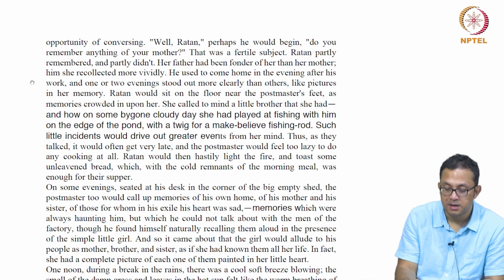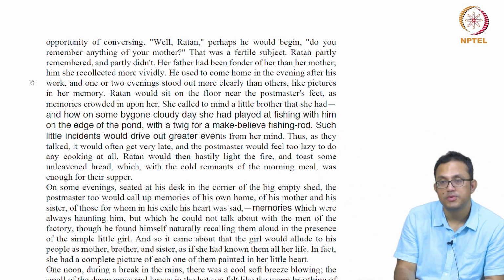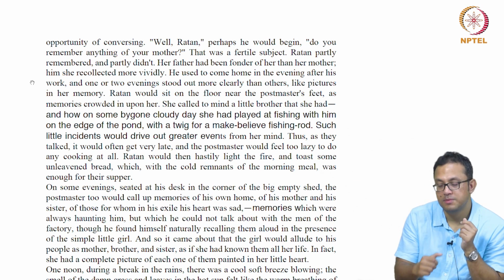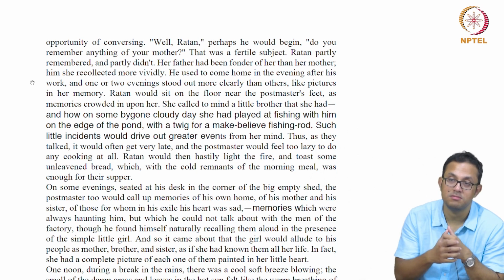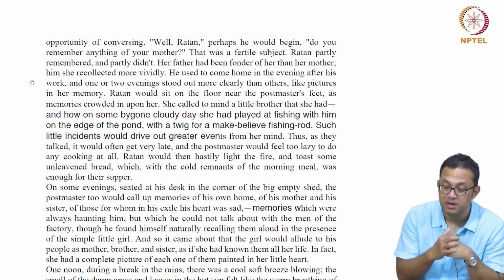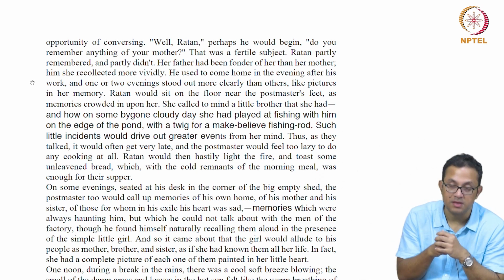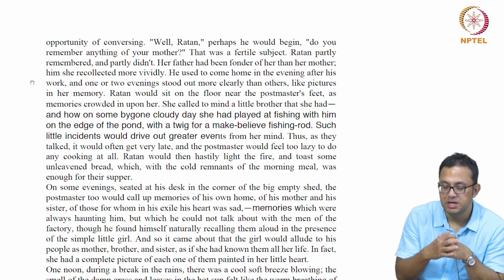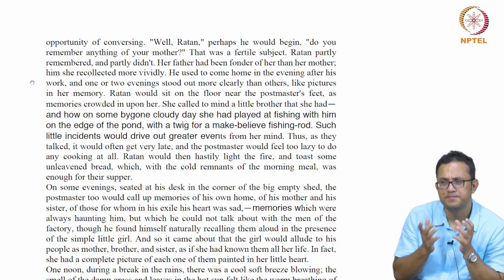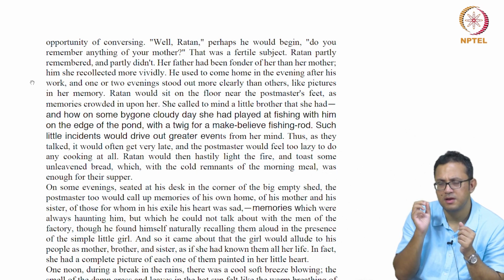She called to mind a little brother that she had, and on some bygone cloudy day she had played at fishing with him on the edge of the pond with a twig for a make-believe fishing rod. So again, the whole idea of a make-believe game with a brother, we don't know what's wrong with him. At this point we can't guess, but there's a very strong suggestion. Maybe they're all dead. Maybe they died of poverty, maybe of a disease, maybe by not being nourished enough. We don't know. But she recollects these events in a very flashback kind of way.